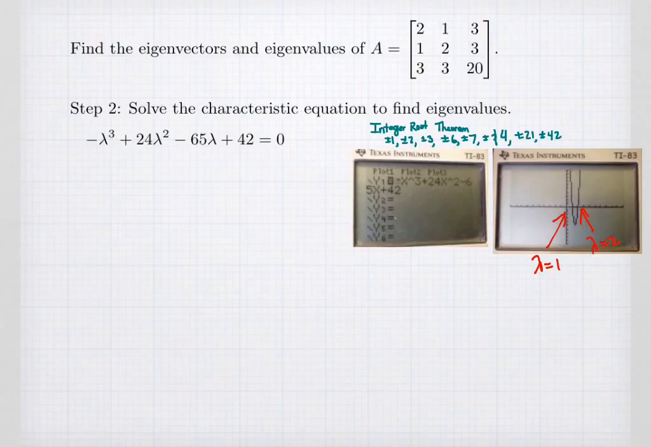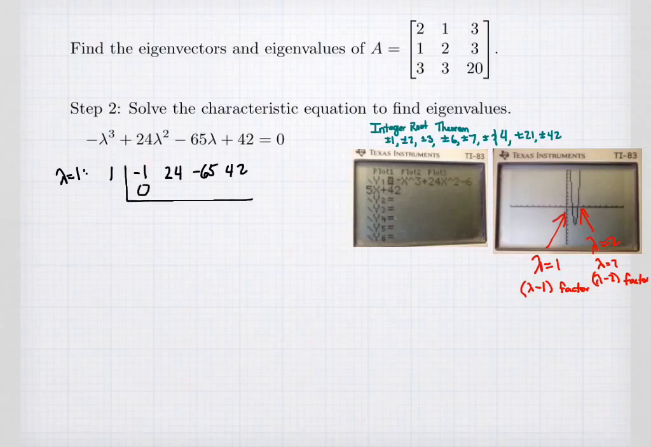Now, if lambda equals 1 is in fact a root, lambda minus 1 is going to be a factor. And if lambda equals 2 is a root, then lambda minus 2 will be a factor. So I need to see if I can factor that polynomial. One way to do that is long division, and the faster way is synthetic division. So we're going to test the root of 1 with our coefficients -1, 24, -65, and 42.